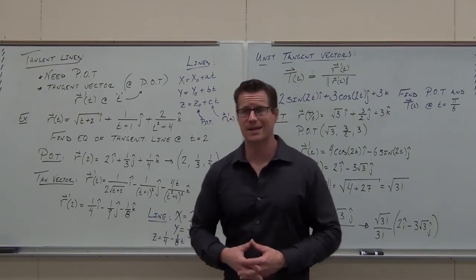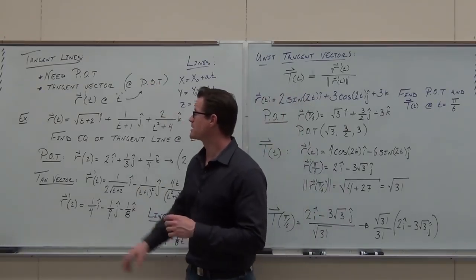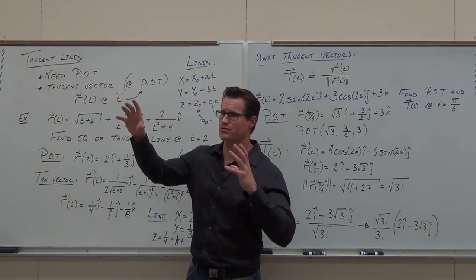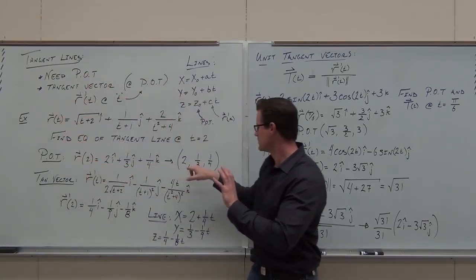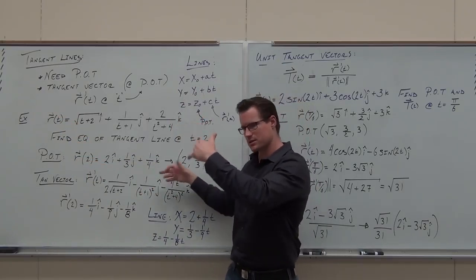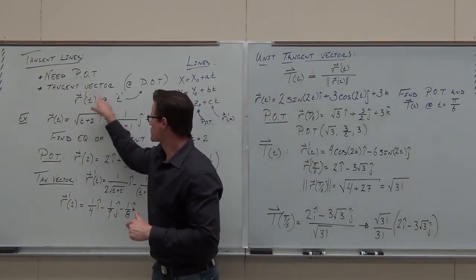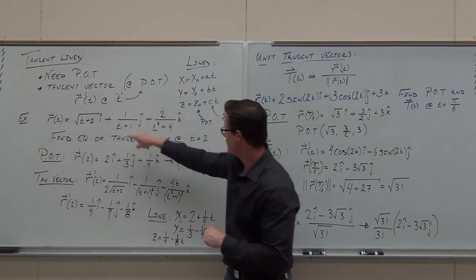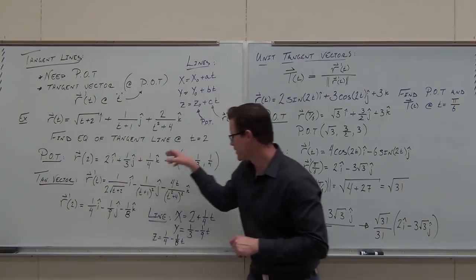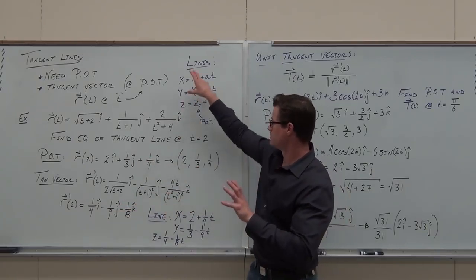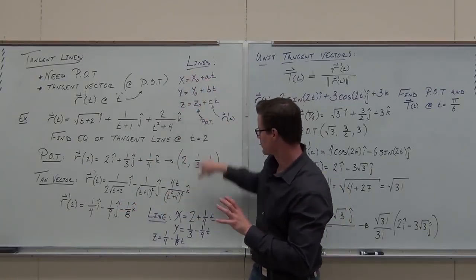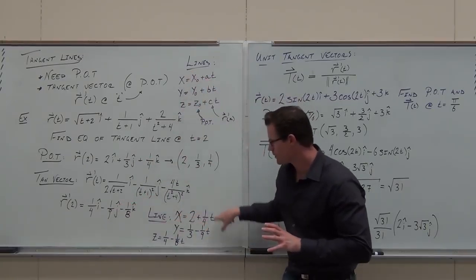So here's your 10-second recap for this. Anytime you want a tangent line, you got to have a point and a direction vector. You need a point of tangency, very easy. Plug in the value, done. The end of that vector is the point. Tangent vectors are always derivatives at the same value of t. So find the derivative, plug in the value of t. When we want the line, we have the point combined with the direction vector, we get our equation of line.